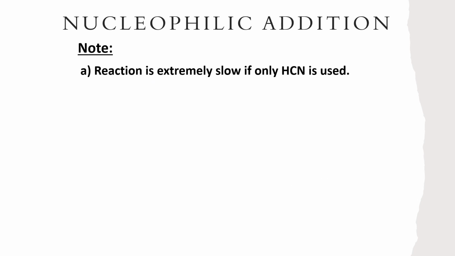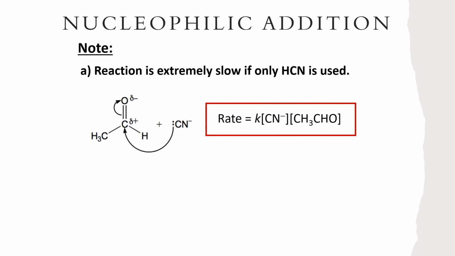The reaction is extremely slow if only HCN is used. This is because, other than the carbonyl compound, the rate-determining step involves the nucleophile. Rate study of this reaction confirms that the rate is directly proportional to the concentration of CN-, as shown by the rate equation.